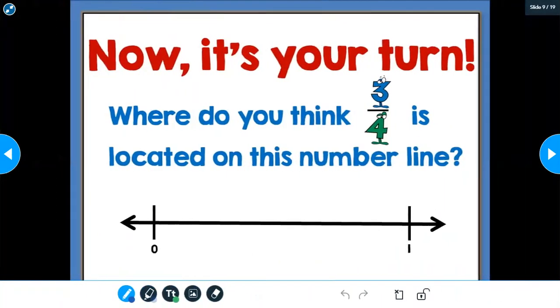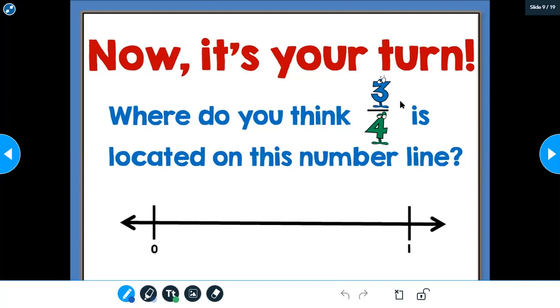Now it's going to be your turn, and I'm going to give you a few seconds here, or maybe a minute or so, to set up your next number line. Now remember, it's that straight line with arrows on either end, 2 tick marks that represent 0 and 1 on opposite ends. Where do you think 3/4 is located on the number line? So go ahead and draw that number line.